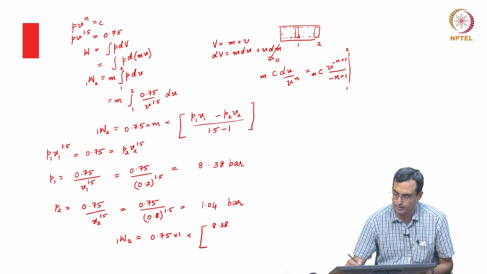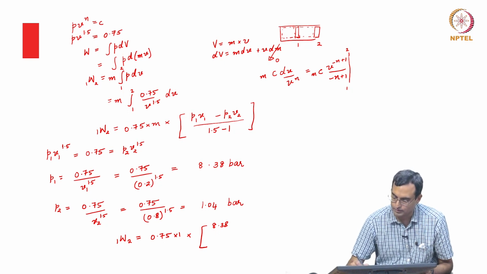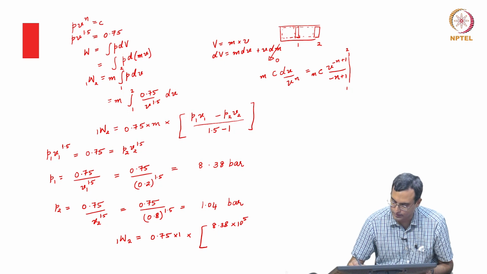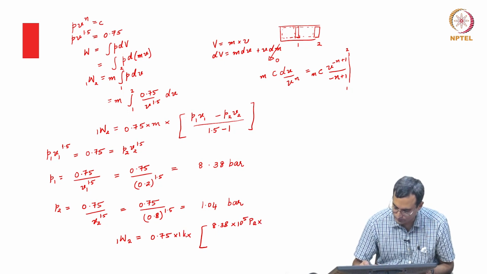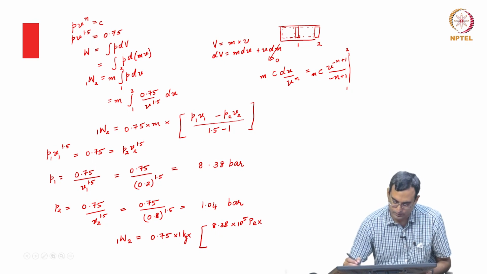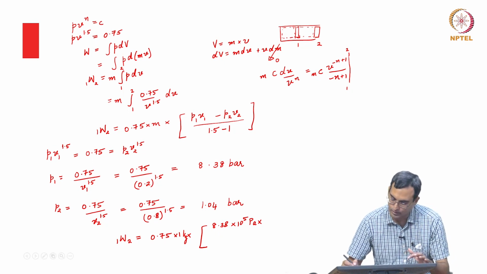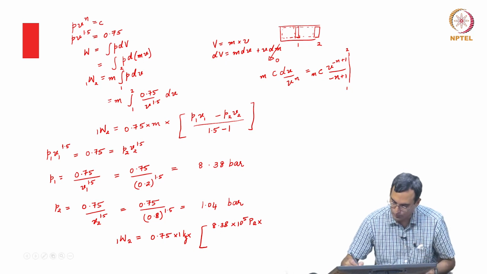I am going to now convert it into SI units. This is a bar, so this is 10 power 5 Pascal. This is 1 kg. V1 is, I had it here, 0.2.